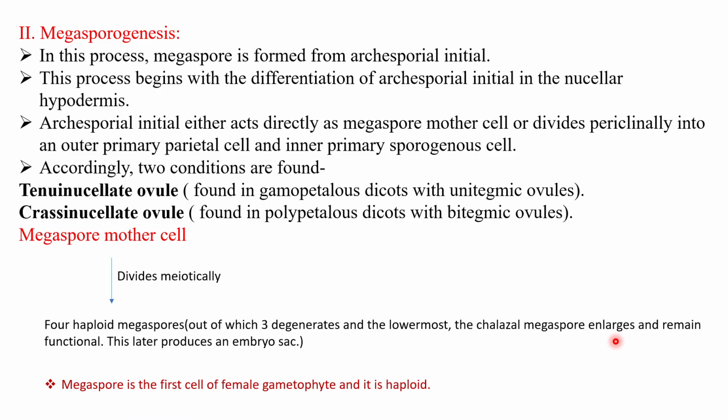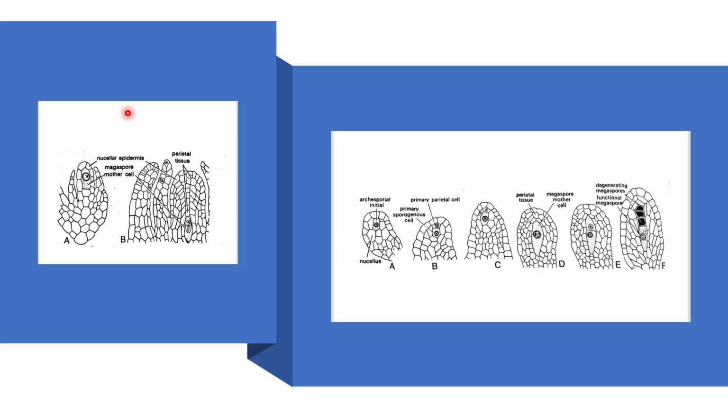Next we will move on to the process of megasporogenesis. In this process, the megaspore is formed from the archesporial initial. It begins with the differentiation of the archesporial initial in the nucellar hypodermis. Here we see, in the nucellar hypodermis, it begins and the megaspore mother cell is formed. This is the parietal tissue.